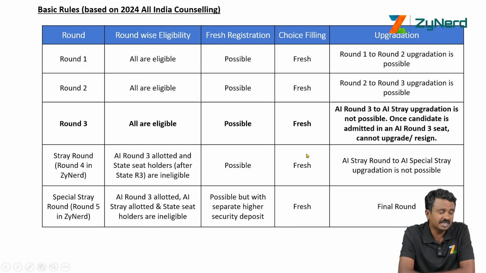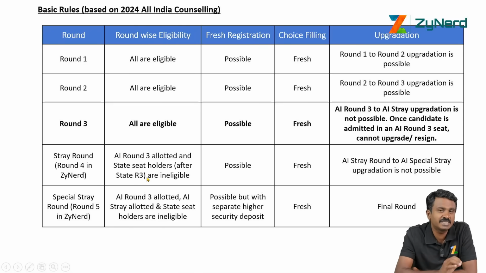Now this will give you an idea of upgradation. Till this point only, upgradation is possible. Beyond this, upgradation is not possible to any round. And if you are allotted in All India round 3, then you are not eligible for further rounds. Similarly, if you are allotted in All India stray, you are not eligible for further rounds.